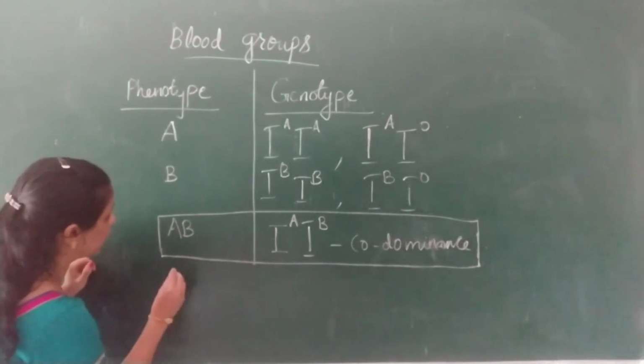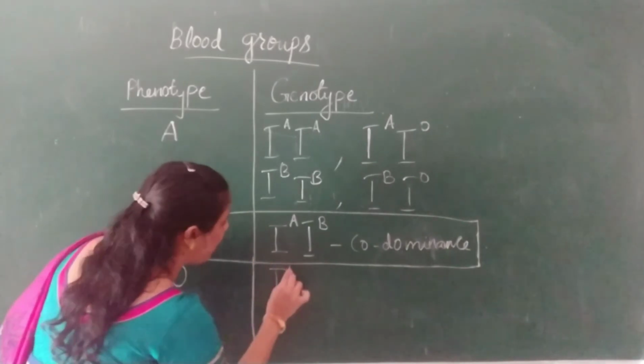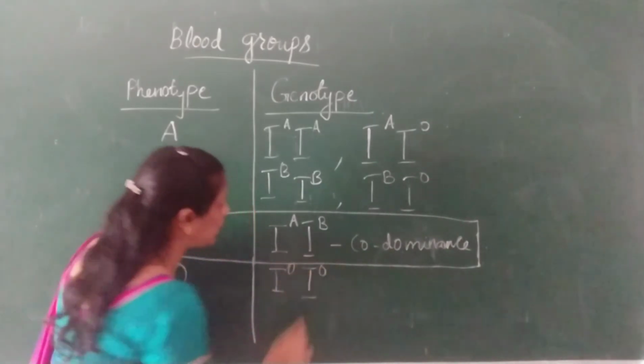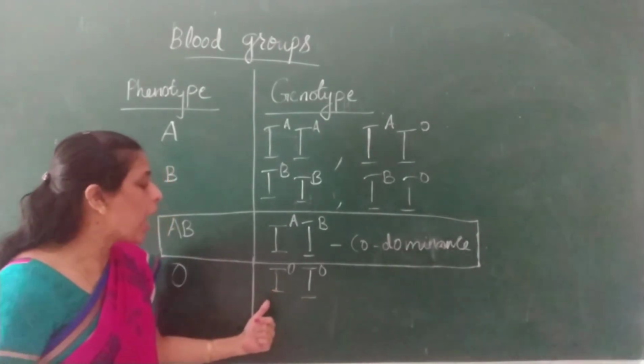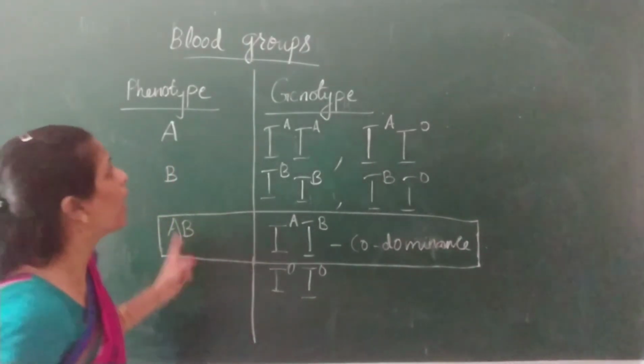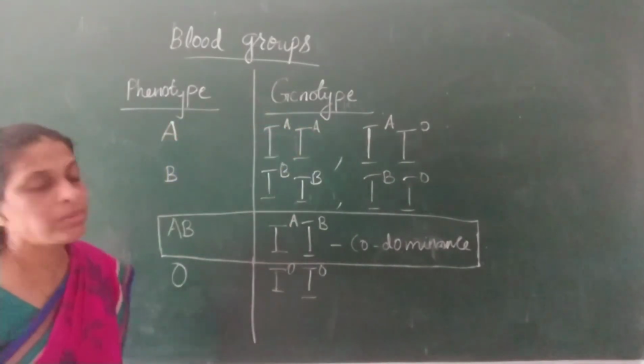Then what about O blood group? A person with O blood group will have only one condition. Which is that condition? Both will be homozygous recessive. That is IOIO. So these are the 4 phenotype blood groups and the genotypes of blood groups.